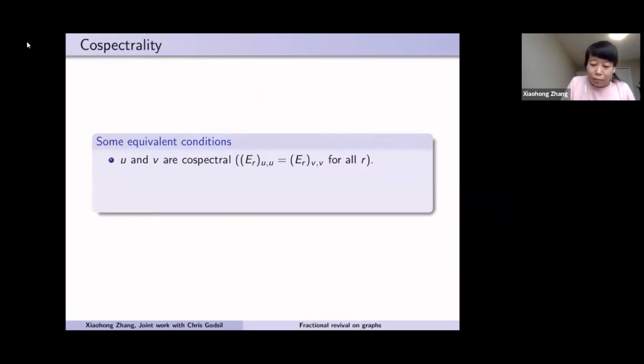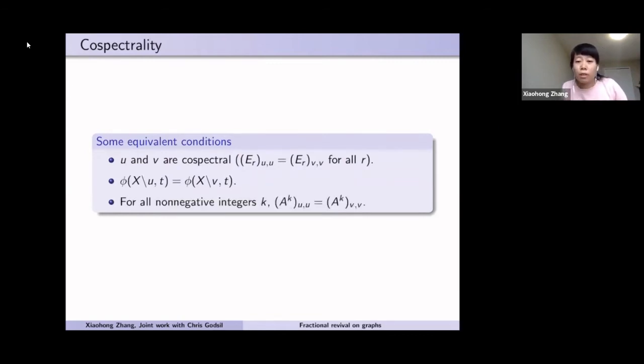We define them through the diagonal entries of the projection matrix being the same for the UU and VV entry. It's equivalent to the fact that when we remove vertex U or vertex V from the graph, the subgraphs have the same characteristic polynomial. And it is equivalent to the fact that the number of closed walks of length k at vertex U is the same as it is at vertex V.